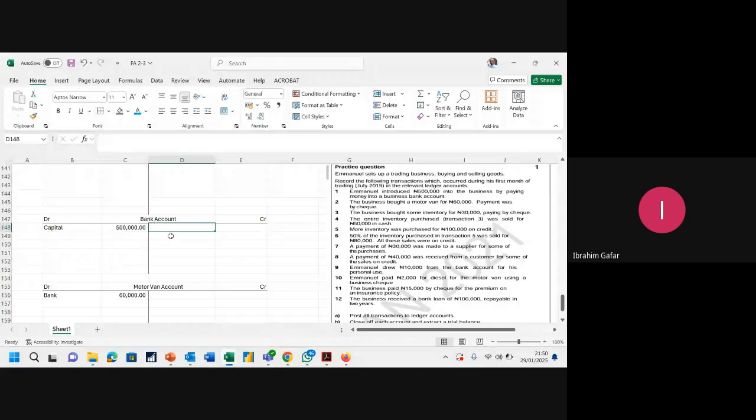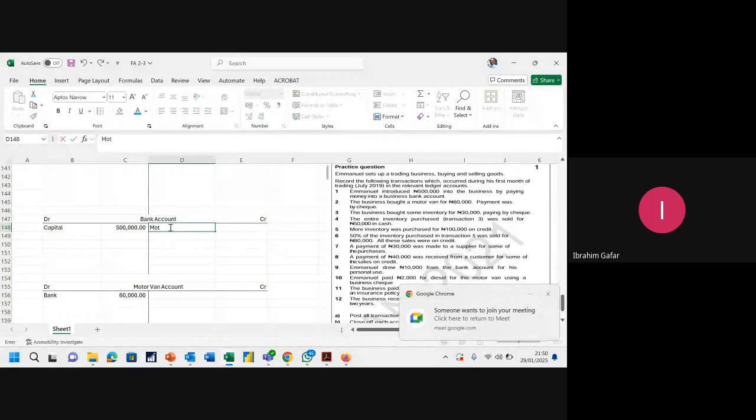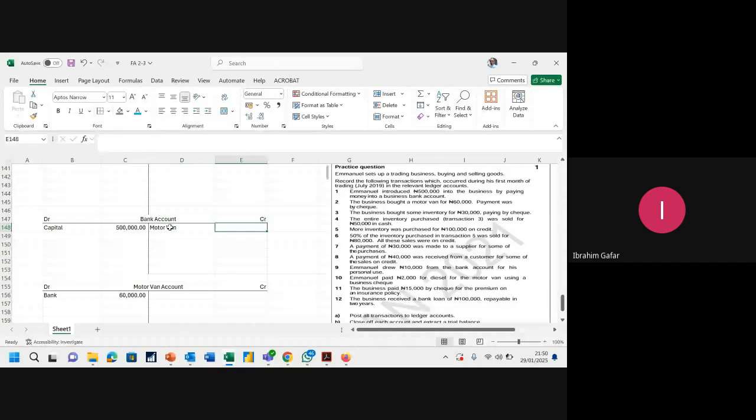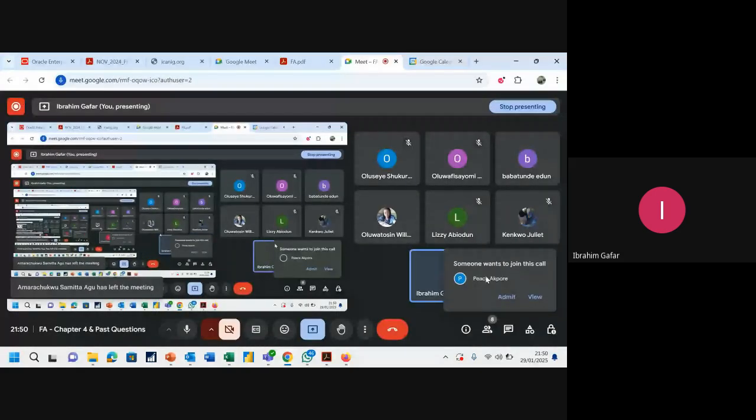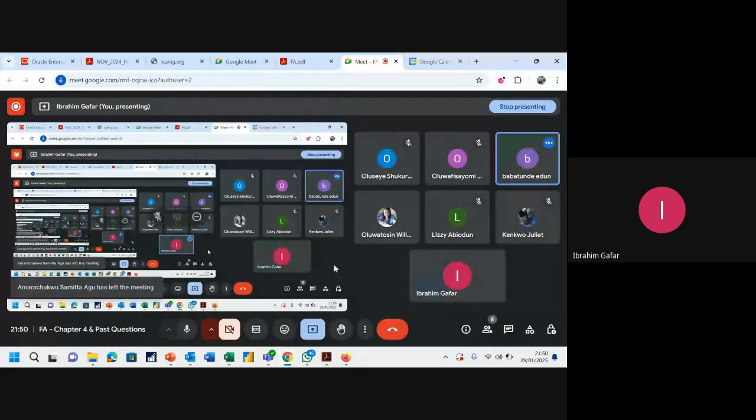Debit the receiver, credit the giver, right? The receiver is the motor van. The giver is the bank account. You can see it's very simple. You now say motor van, and you now put 60,000 naira. Is it clear? Yes, sir. Welcome, peace. The peace of the Lord be with us.